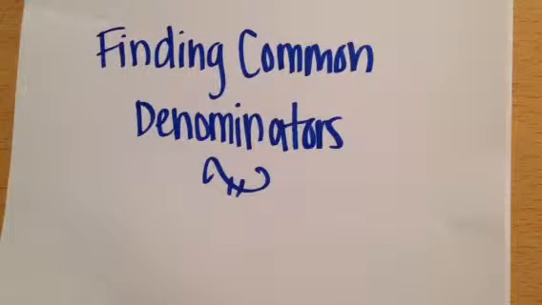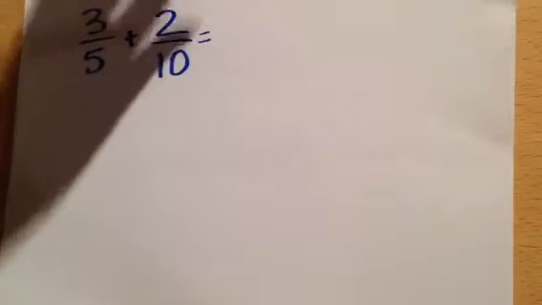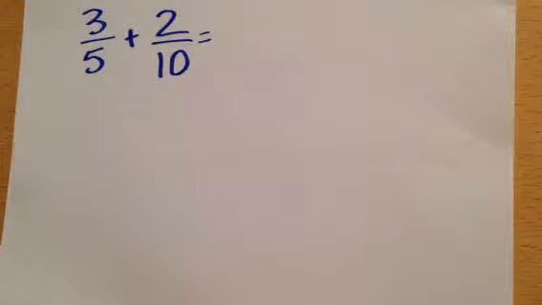Alright guys, today what I'm going to tell you about is finding common denominators when adding and subtracting fractions. That is the biggest rule, that you have to have a common denominator between two fractions. So if they are unlike, not the same, you have to make them the same. So let's first start with 3/5 plus 2/10.